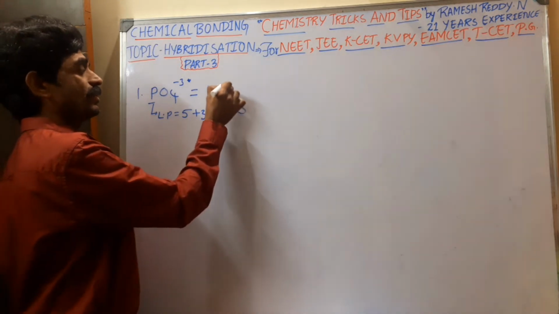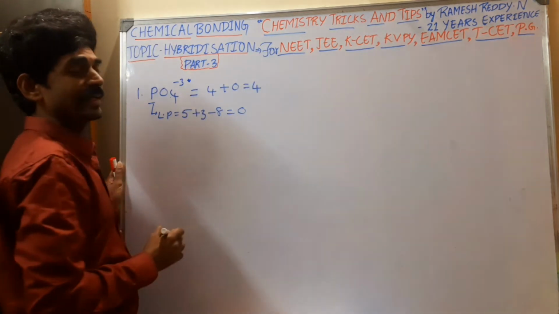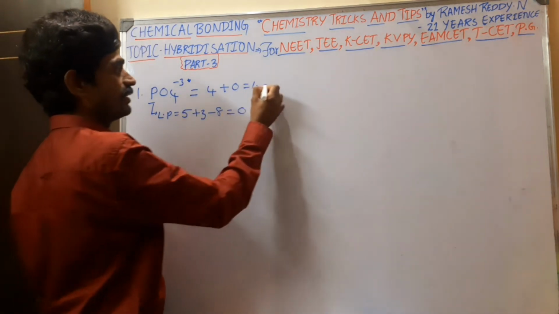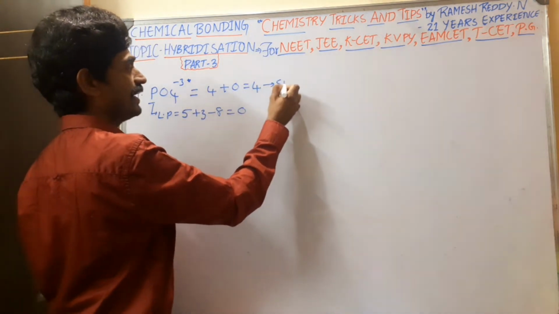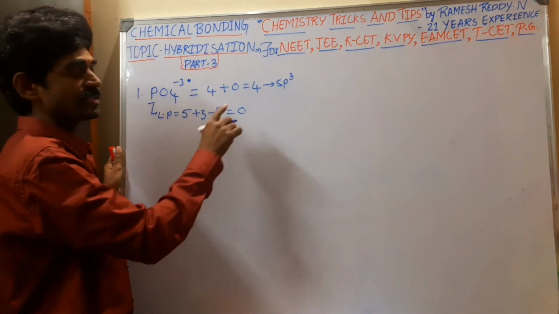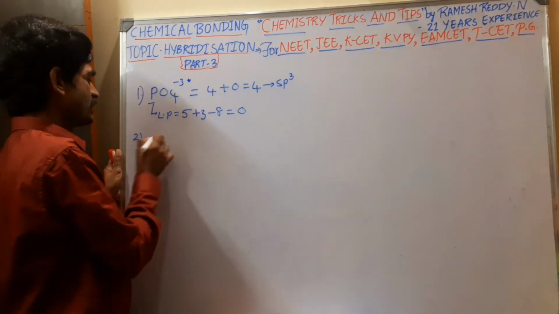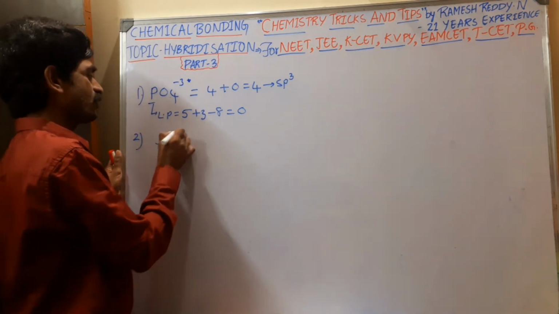Then how do we apply that value? That is 4 plus 0. The value is the hybridization number 4. Then the molecule in which the central atom undergoes sp3 hybridization, 1 s orbital and 3 p orbitals. Right. Next one, sulfate ion, SO4 2 minus.